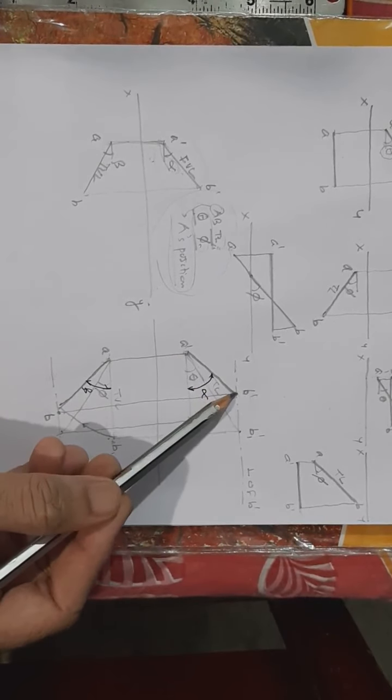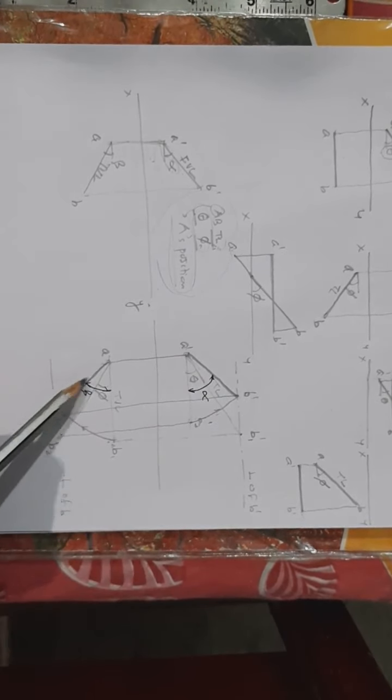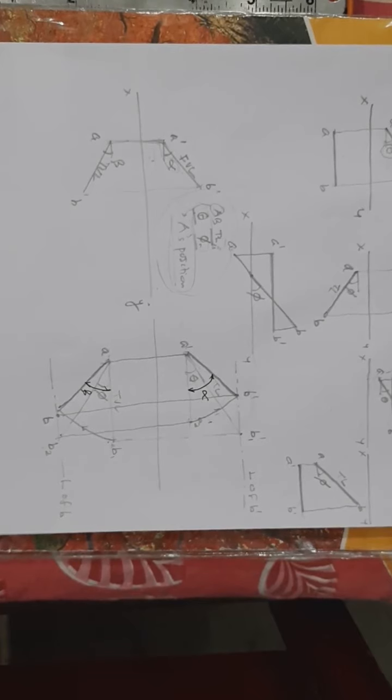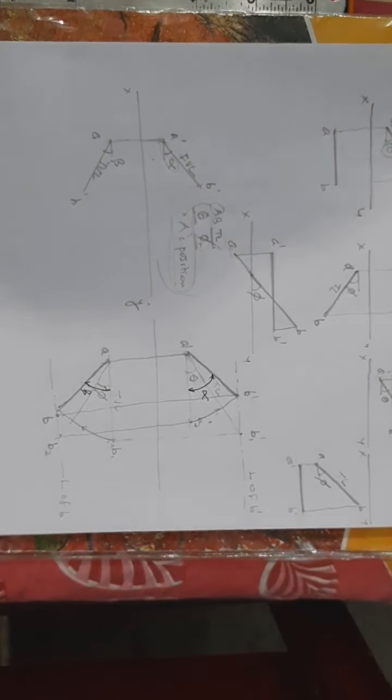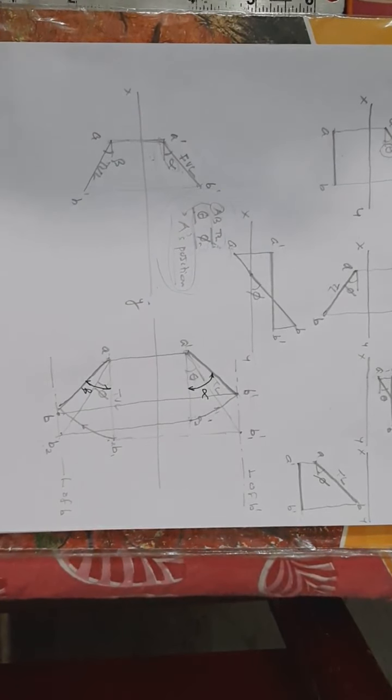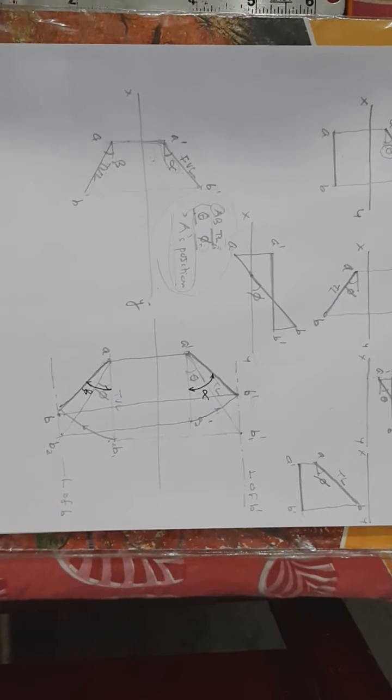And alpha is with the front view length and beta is with the top view length, isn't it? And along with the true length, you have theta in the front view and phi in the top view. So all these data you have to remember. This is a typical general example of a straight line inclined to both the planes.